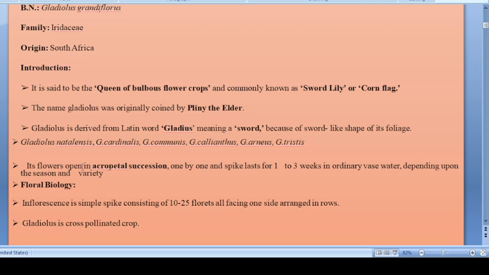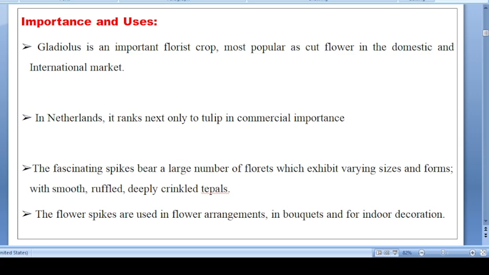Normally in harvesting we will see at what stage they will harvest. Based on the purpose we can harvest, but the flower opening will last up to 3 weeks in some varieties. In a single spike we can see up to 25 florets, that is, small flowers. Like tuberose, here also it has a cross pollinated nature.